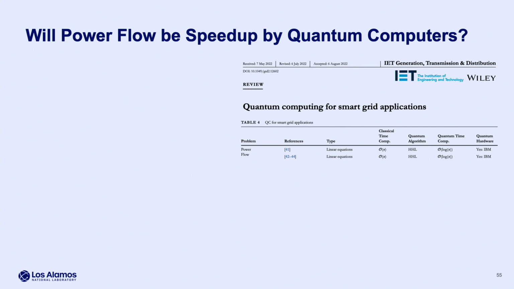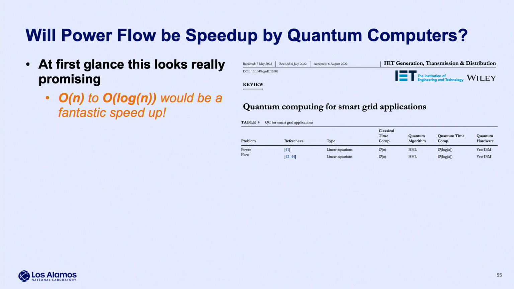DC power flow and fast decoupled load flow are both linear equations, while AC power flow would be one system of nonlinear equations. Now, if you look at this table, it says that the classical computing time is around linear, O of n, where n would be the number of buses in the system. And the quantum version is log n. So that is a dramatic improvement over a linear speedup, right? Some people would call it an exponential speedup because you went from linear to log. So at first glance, this looks super promising for doing quantum power flow, as it is called in the literature.